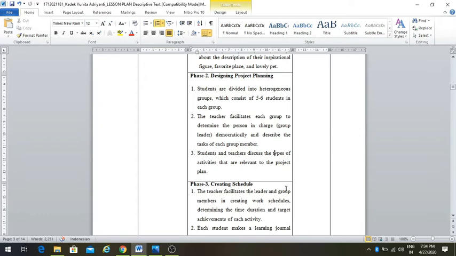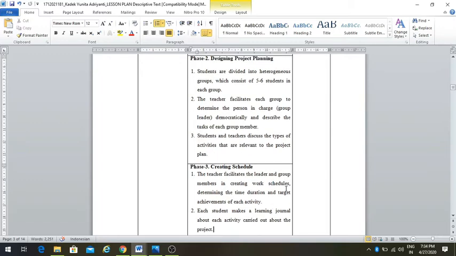For example, two students will be responsible for compiling descriptive text about the inspirational figure. Two students will be responsible for compiling text about the description of the favorite place, and the rest will be responsible for compiling the description of a lovely pet. And also all group members have the responsibility to make the wall magazine layout. So that's about the second phase.